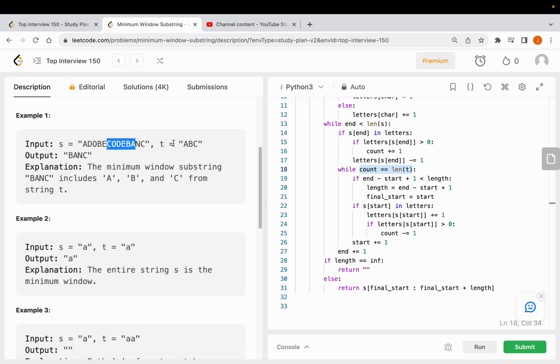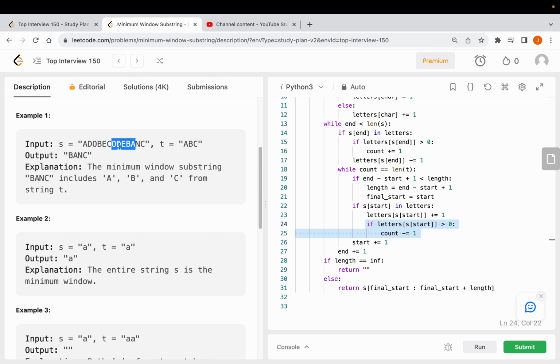So after that, the frequency of C is 1, which means if we remove the C, we would have removed one of the letters that we actually needed in the window. So our count is back to 2 again. So after this round, we are left with this window, and count is not 2, so it's no longer in the while loop.